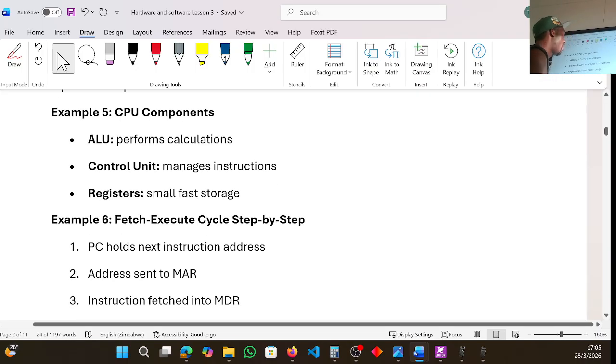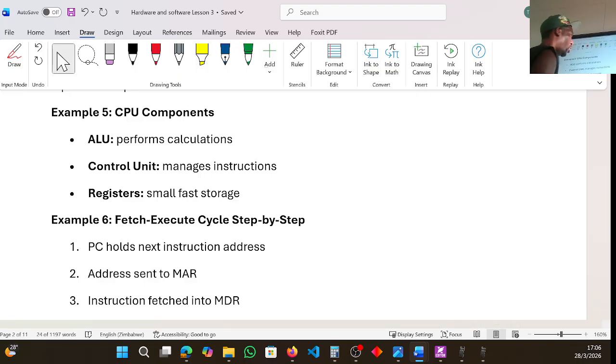Then the components of a CPU. We have the arithmetic logic unit, where calculations within a computer system are performed. Then the control unit, which controls the instructions within the CPU. Where are we in terms of program execution? So we look at storage areas where the machine speed. So fetch execute cycle, look at it step by step.